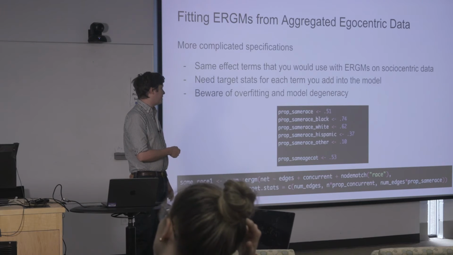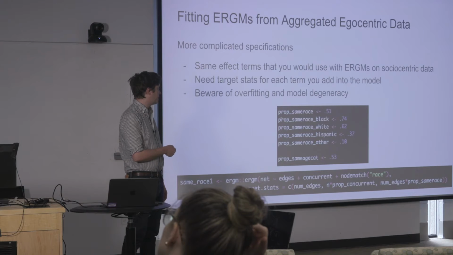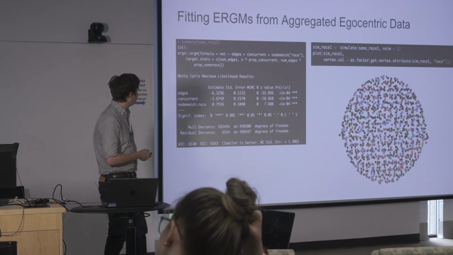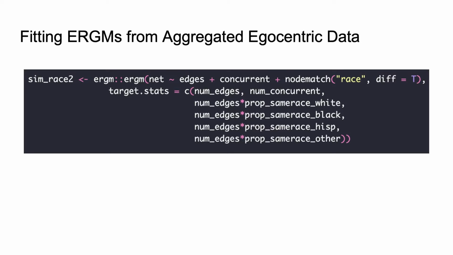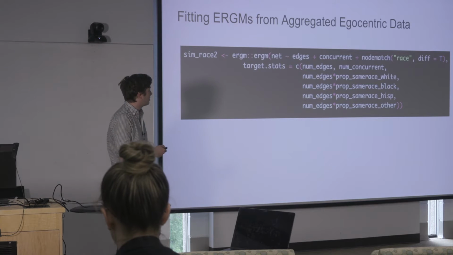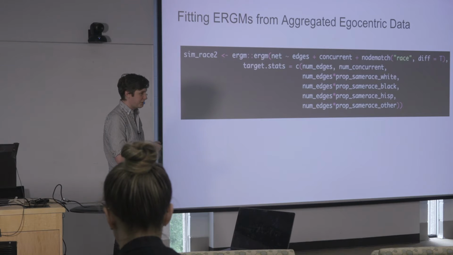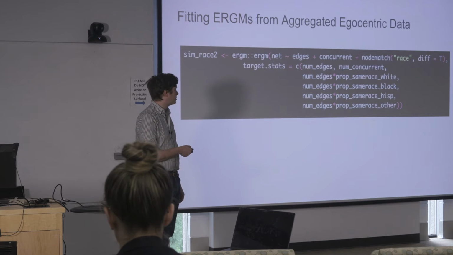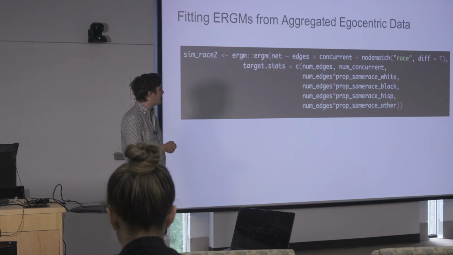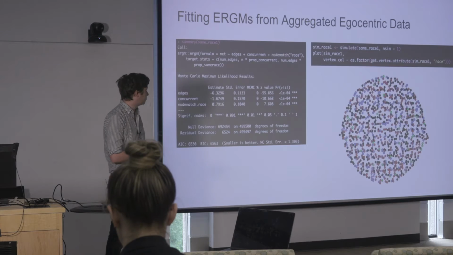If you're not interested in within-group variation, you go with this aggregated measure, and I'll come back to that. But if you are interested in within-group differences on the term, you set diff equals true, and this is the same way you specify it in ERGMs in general. You're going to need to feed in individual target statistics for each of the categories within that variable.